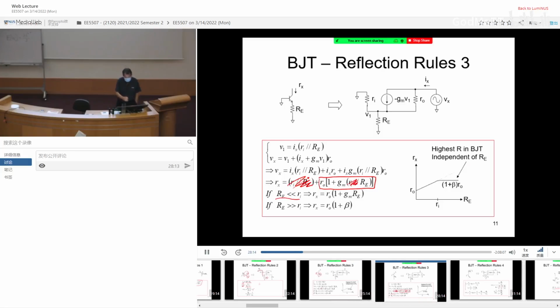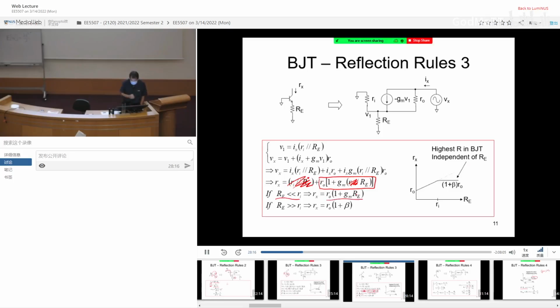And the whole thing becomes R0, 1 plus Gm Re. So what this is telling you is that if you plot the x-axis with Re, if you keep increasing Re, you can hope to increase the equivalent driving point resistance looking down the collector terminal. So you can see this increasing trend.